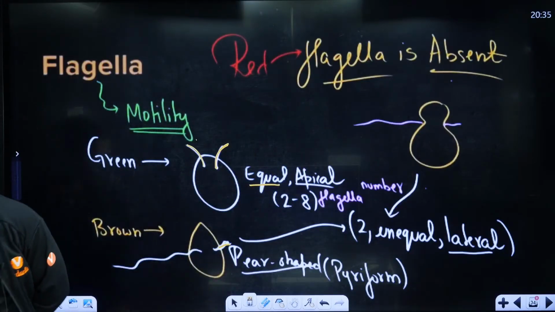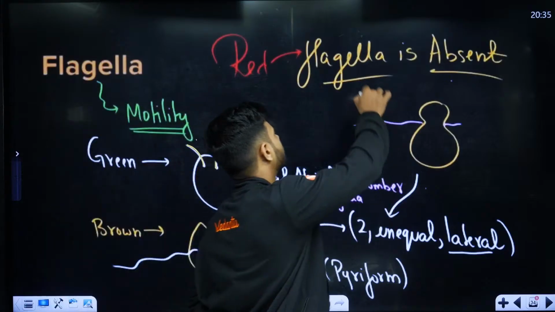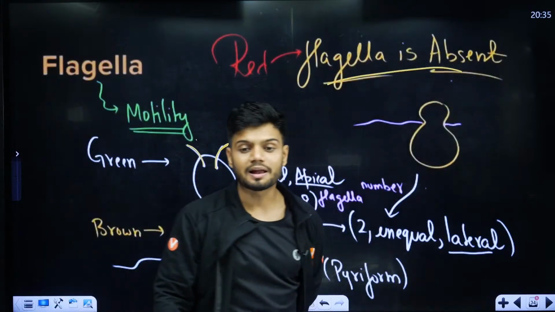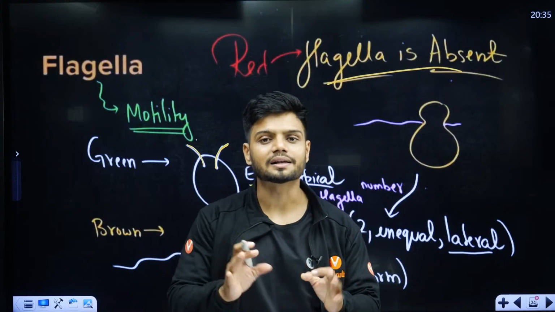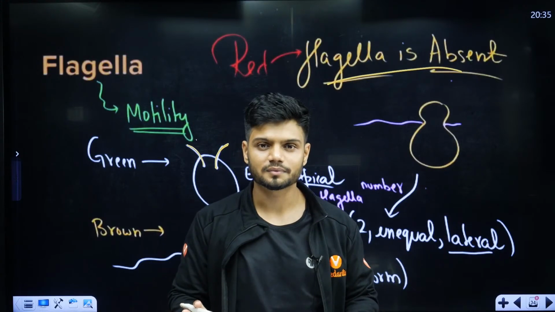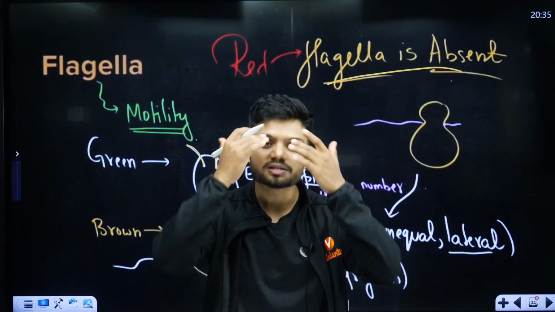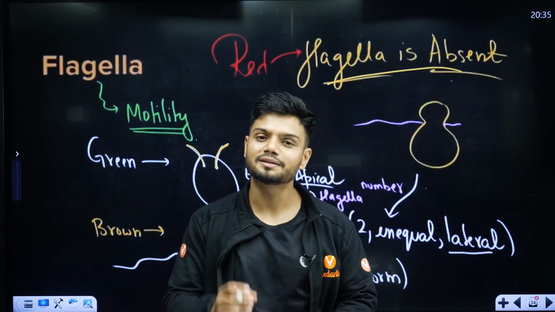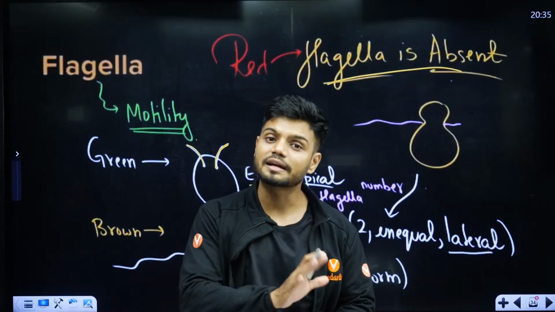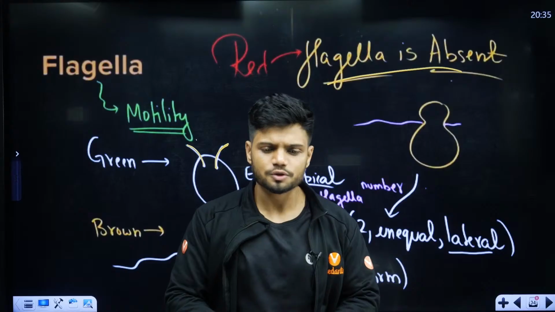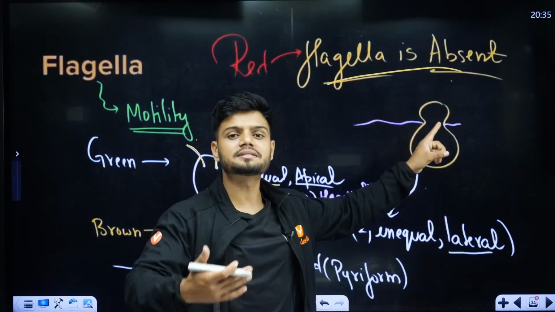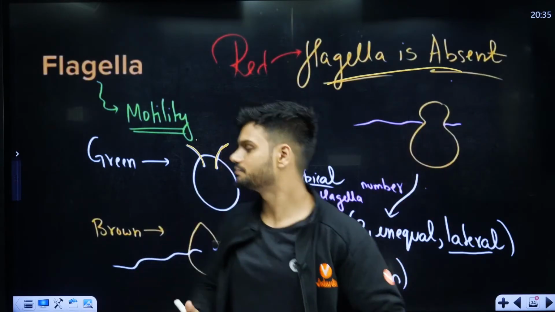In the case of red algae, we do not see any flagella. Flagella is completely absent in red algae. There is no flagella here at all. That is in the case of red algae. So there is always this question, because if there is no flagella here, the gametes are non-motile. Simple as that. Okay, students.